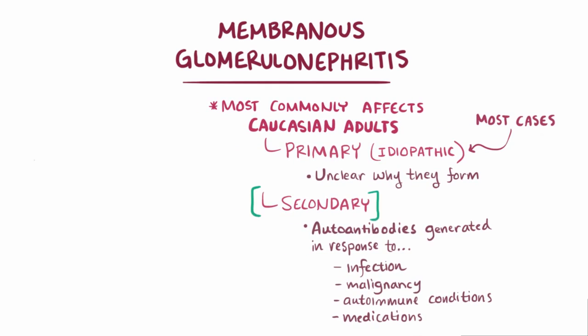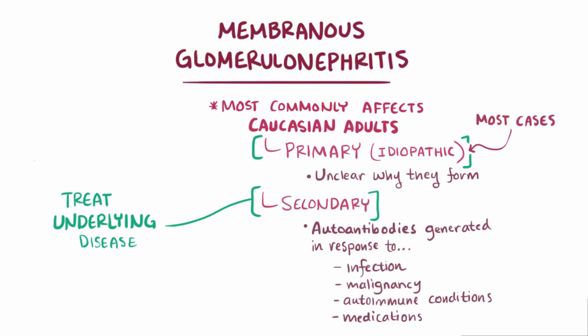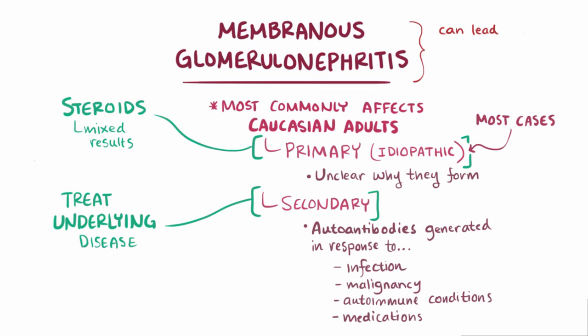If it is secondary to some other disease, then usually treatment starts by treating the underlying disease. If it's primary or idiopathic, then steroids are sometimes used, but they've been shown to have mixed results. If it goes untreated or treatment's not successful, then membranous glomerulonephritis can progress to chronic renal failure.